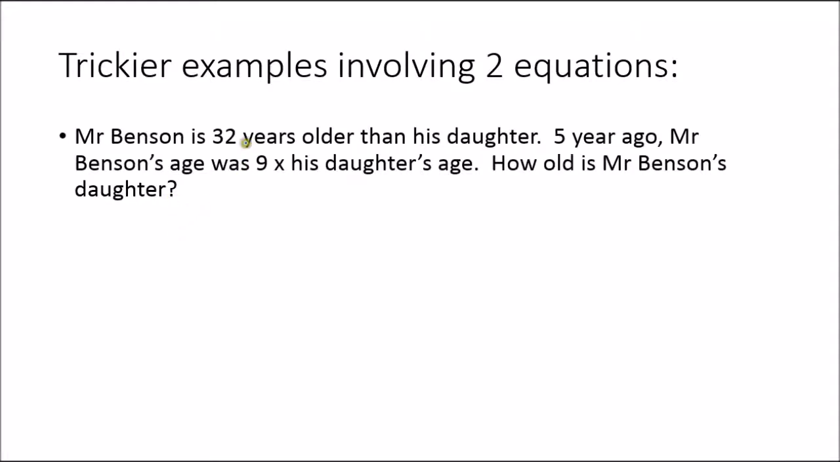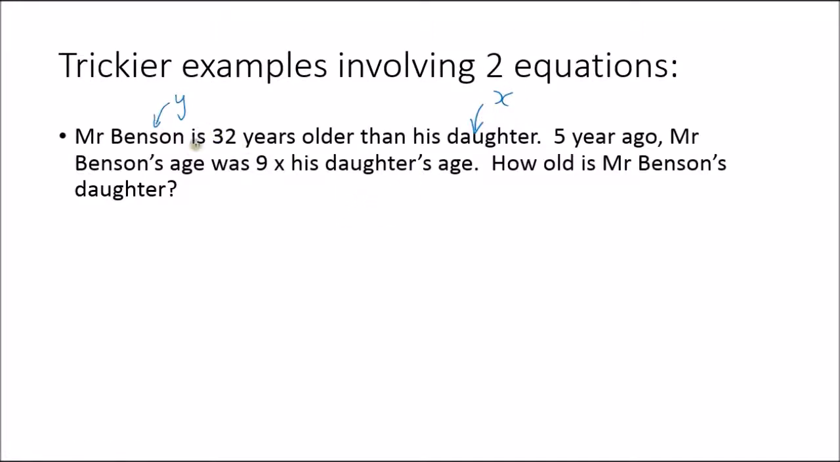So what we need to do is we need to think about how we're going to put this information into some equations. Now the only thing about this is that there are actually 2 ages that we're talking about. So there's my age, now I'm just going to call this y, and my daughter's age, which we're going to call x. So we have 2 unknown quantities, which is a little bit trickier.